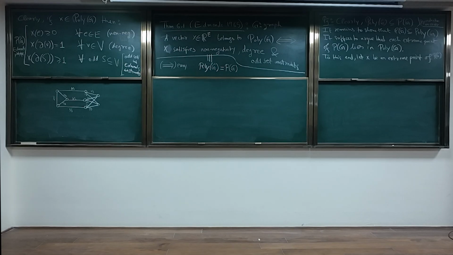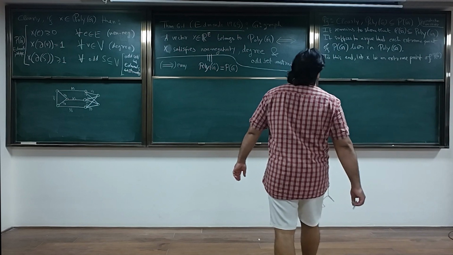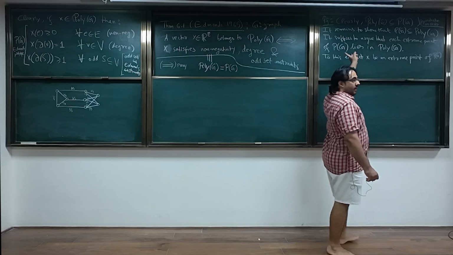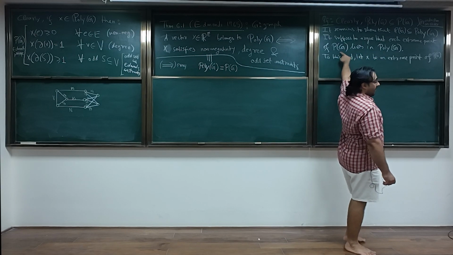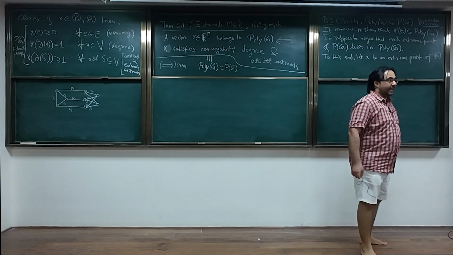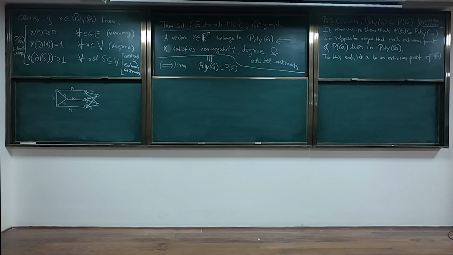P of T is the set of points or vectors satisfying these three conditions. That's right. So is it a polytope? Because it is an intersection of a finite number of half spaces, it follows that it is a convex polytope. So both of these are polytopes, and we only need to argue that the extreme points of this one lie in this polytope. If the extreme points lie here, then the whole polytope has to lie in there.